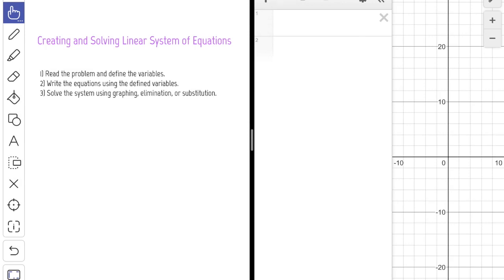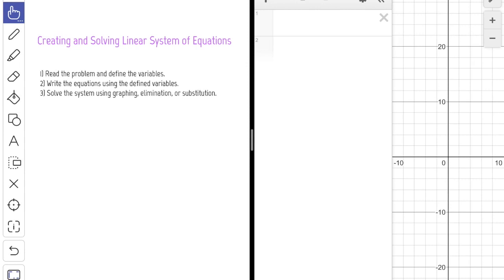All right, so in this video, we're actually going to be looking at how to create and solve linear systems of equations. Just a few short steps to read through and make sure you're going through every time. First thing you're going to do is read your problem and define the variables. When I say define the variables, that means give meaning to what the problem is saying. So give meaning to those variables.